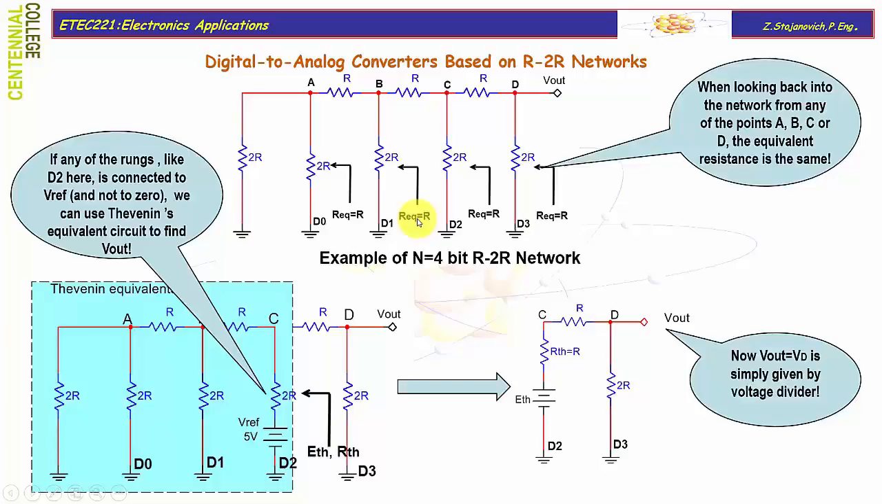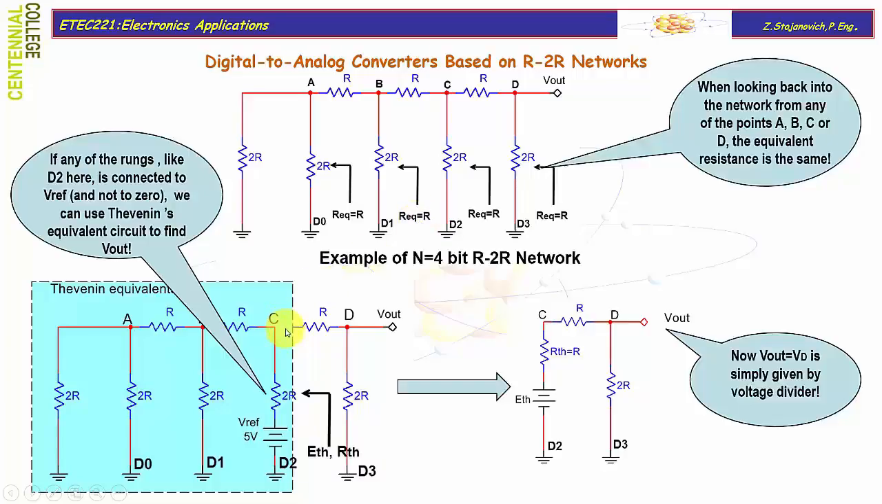Of course, if none of the vertical rungs are connected to the reference voltage Vref, the output voltage must be 0. However, if one or more rungs are connected to Vref, there will be some output voltage whose value depends on the weighted rung containing the reference voltage. To find the actual output voltage, we can use Thevenin's theorem as illustrated here.